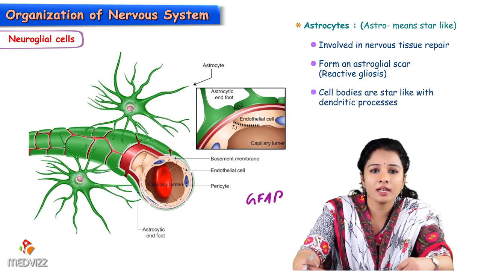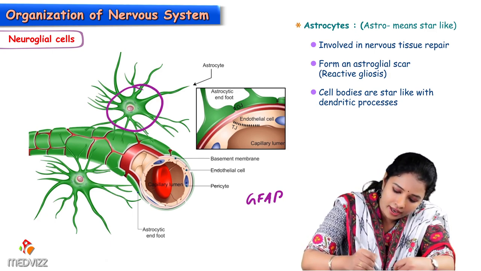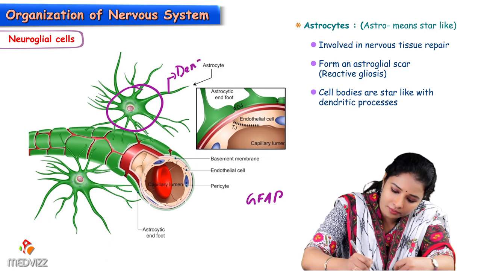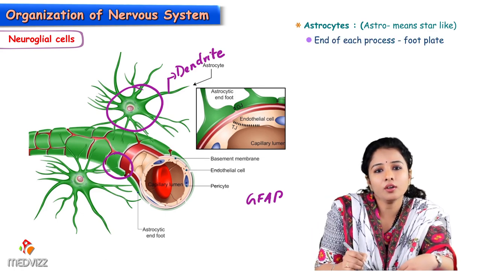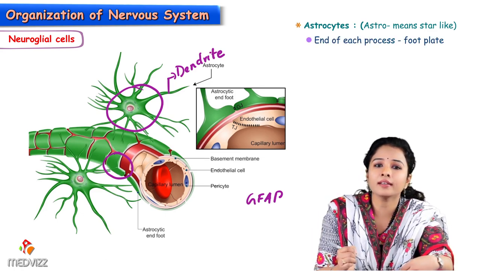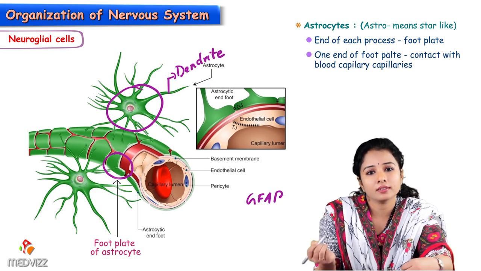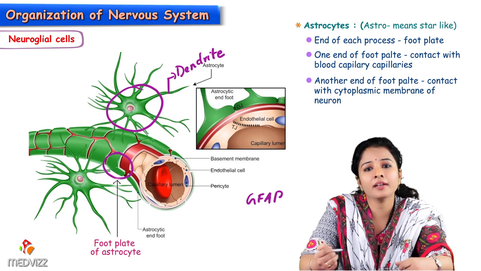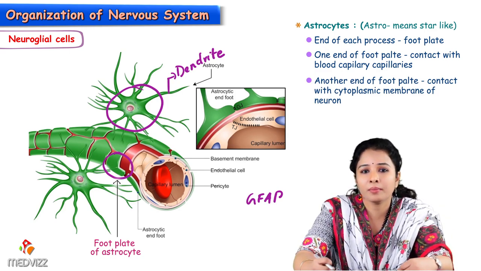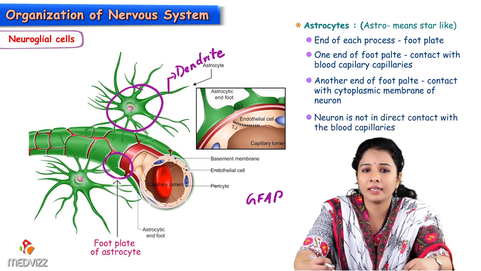Cell bodies are star-like, having many dendritic processes all around the cell body. The end of the astrocyte is like a small swelling, like a foot. So it is called a foot plate. One end is in contact with the capillary. The other end also forms a foot plate, where it is in contact with the cytoplasmic membrane of the neuron. Thus, the neuron is not in direct contact with the blood capillaries.